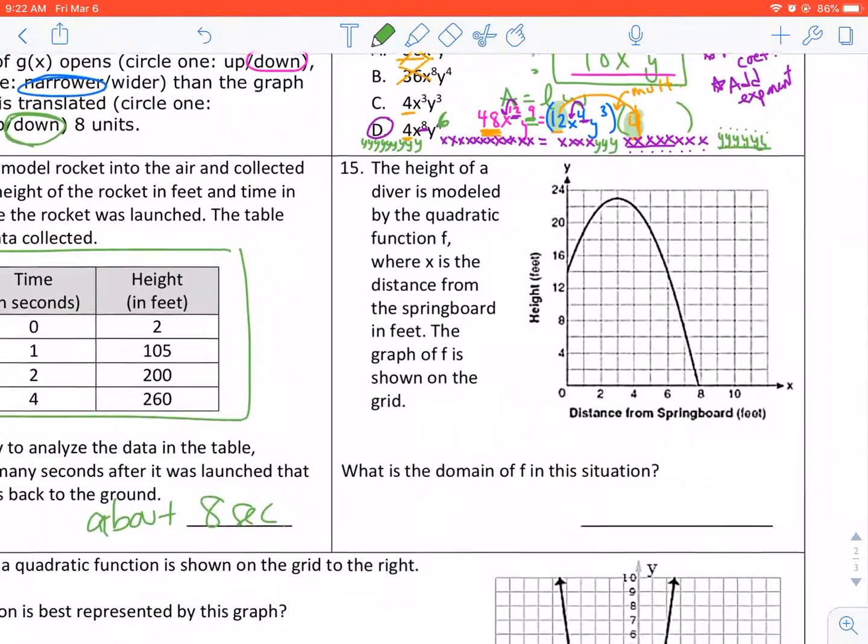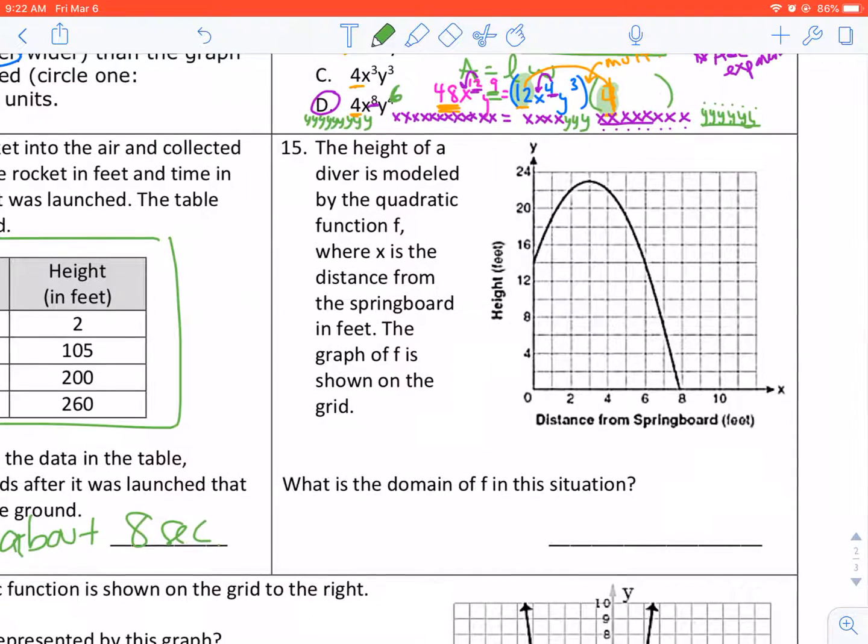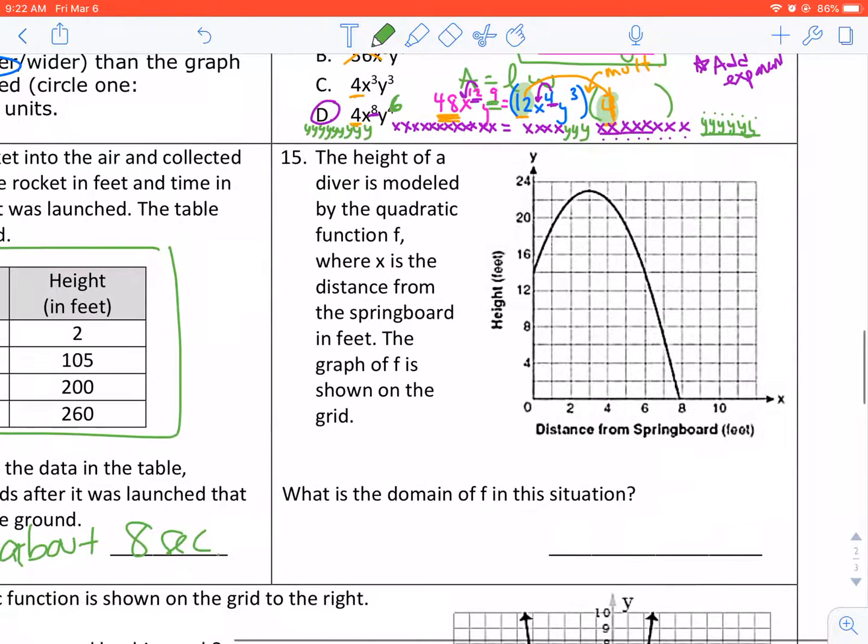The height of a diver is modeled by the quadratic function f, where x is the distance from the springboard in feet. The graph of f is shown on the grid. So we have a diver diving off a diving board. What is the domain of f in this function?